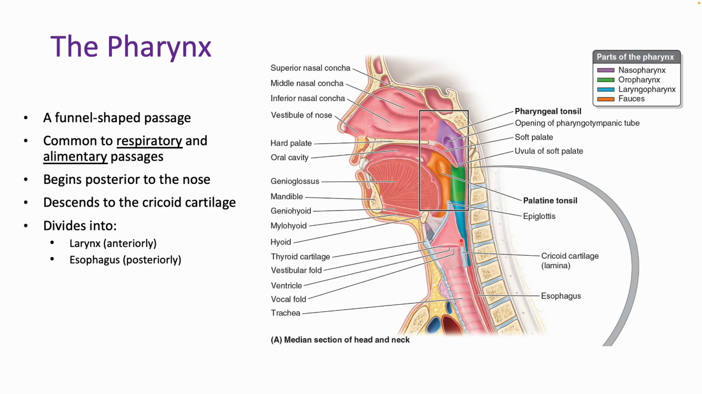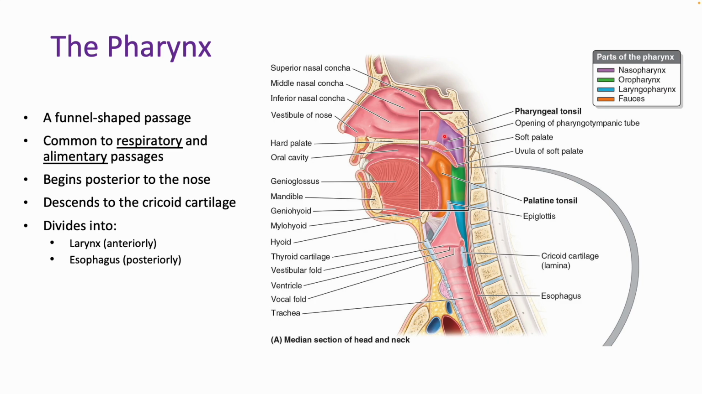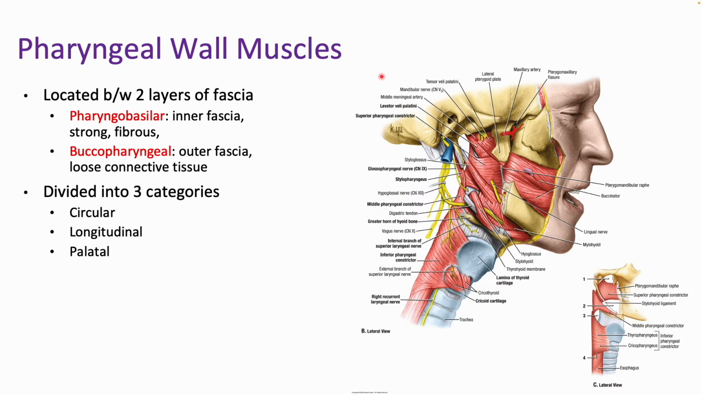At the cricoid cartilage, it's going to divide anteriorly into the larynx, which will run down here and eventually become the trachea to the lungs. And posteriorly, it'll continue as the esophagus, which is going to go down into our stomach. And so before we look too much at the different layers, because you can probably see here that we're divided into a few layers, let's look at the pharyngeal wall muscles.